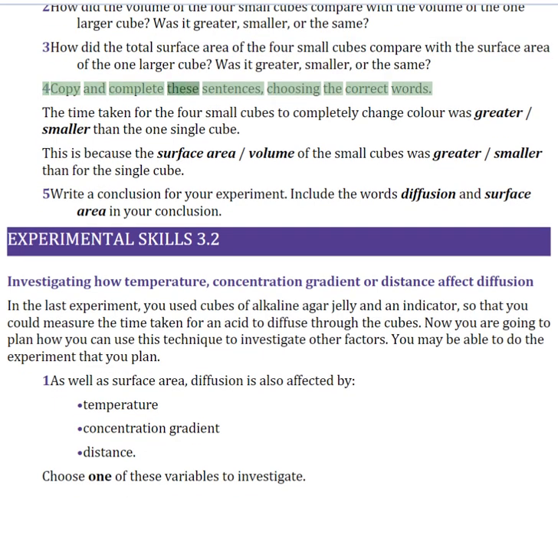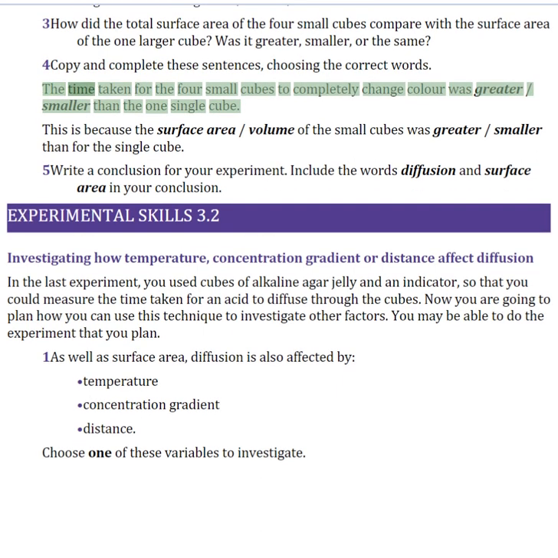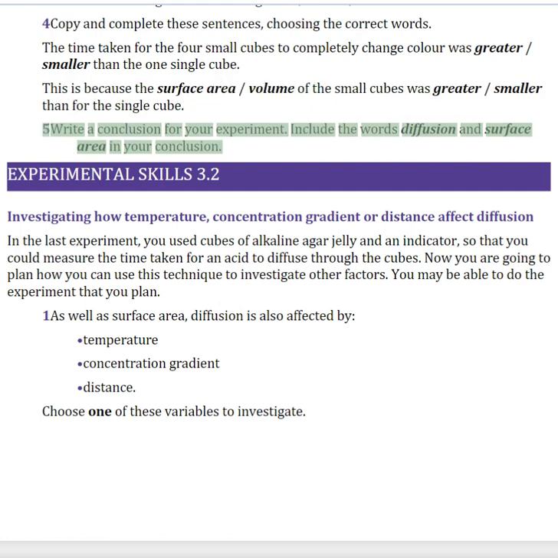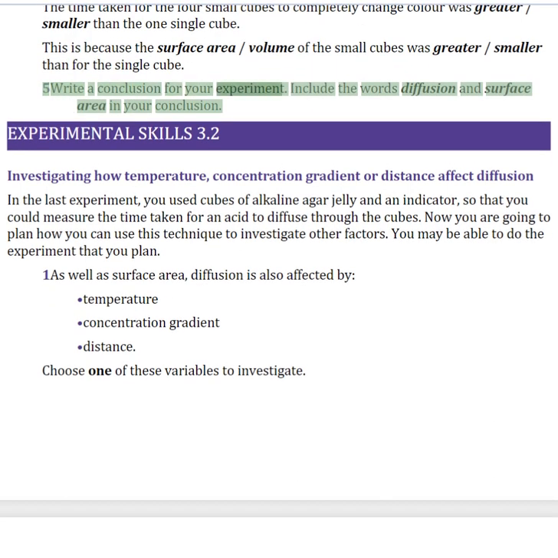4. Copy and complete these sentences, choosing the correct words. The time taken for the 4 small cubes to completely change color was greater/smaller than the 1 single cube. This is because the surface area/volume of the small cubes was greater/smaller than for the single cube. 5. Write a conclusion for your experiment. Include the words diffusion and surface area in your conclusion.